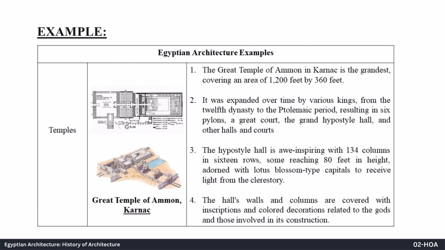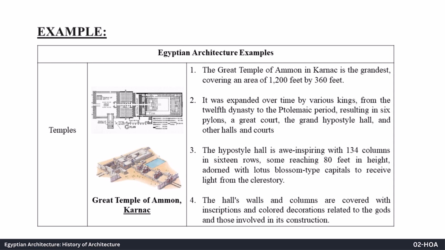Great Temple of Ammon at Karnak. The Great Temple of Ammon in Karnak is the grandest, covering an area of 1,200 feet by 360 feet. It was expanded over time by various kings, from the 12th dynasty to the Ptolemaic period, resulting in 6 pylons, a great court, the Grand Hypostyle Hall, and other halls and courts.